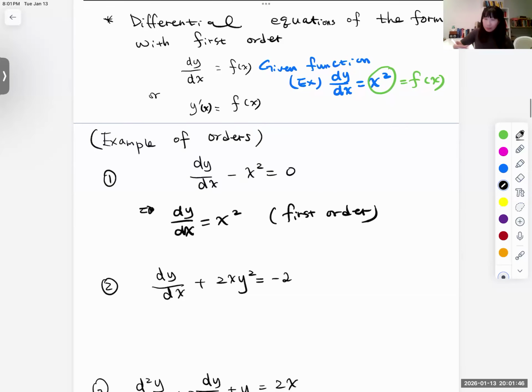How about this? We can see that dy over dx is the highest derivative, right? So we can express it as dy over dx equal to negative 2 minus 2xy squared. Also first order.